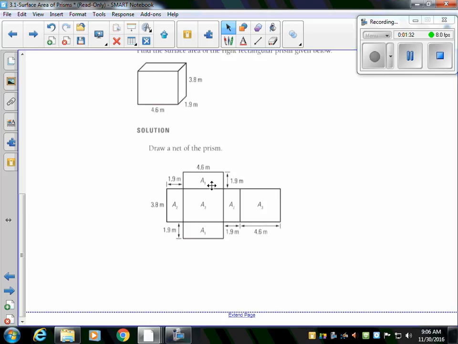And then we double it. Then we find the area of area 2, 1.9 by 3.8. Because there's two of them, we'll double it. Then we'll find area 3, 4.6 by 3.8, and then we'll double it, and then we'll add those three things together.